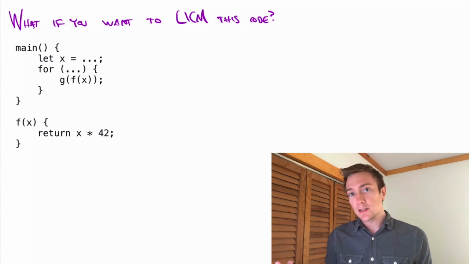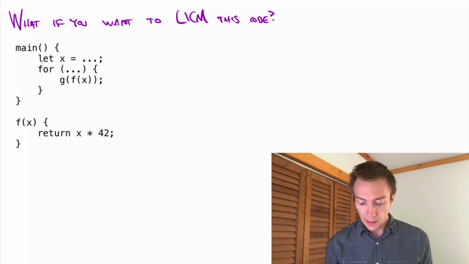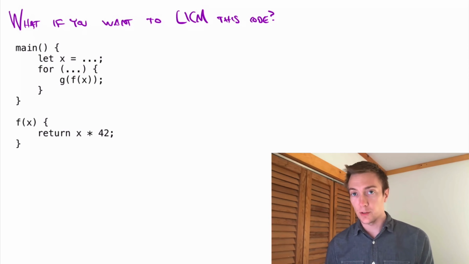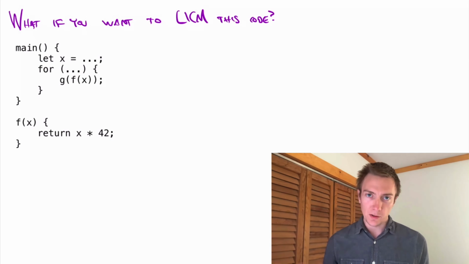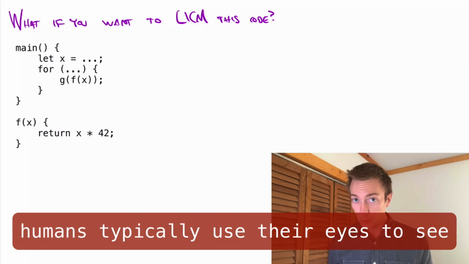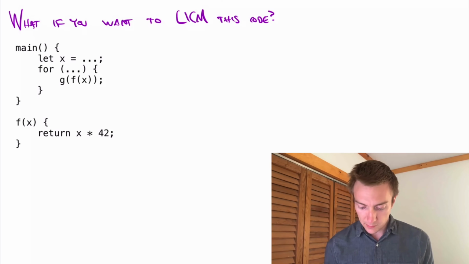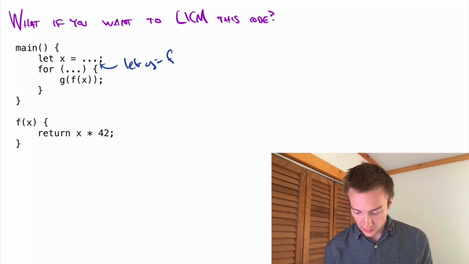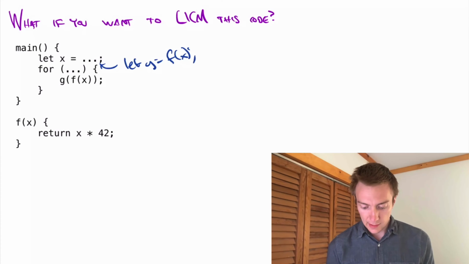But in any case, what if you wanted to do loop invariant code motion? And the insight that you want to exploit is that this f is just doing a multiplication of its argument. So this is the same as just writing x times 42 right there. We can see with our human brains that this is loop invariant code. So it would be awesome if we could say let y equals f of x and then just reuse y inside the loop. That would be great.